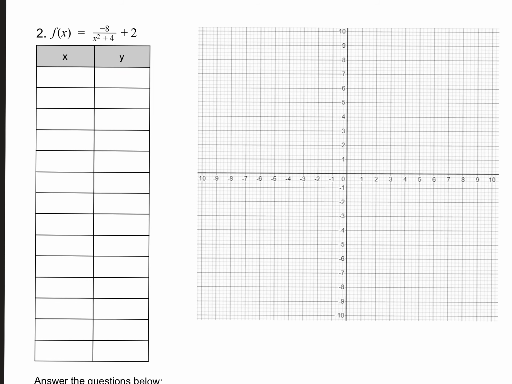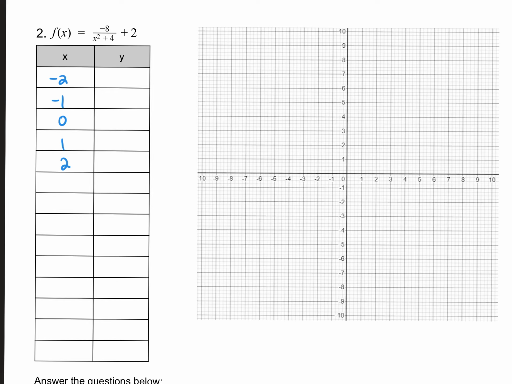All right, so our function this time is negative 8 divided by x squared plus 4, plus 2. Once again, if you're having trouble figuring out where to start, maybe we just start with negative 2, negative 1, 0, 1, and 2, and you plug those in and you evaluate. Now, I'm not going to go through that piece of this. Hopefully, you've already tried this, so you have an idea of what your table looks like.